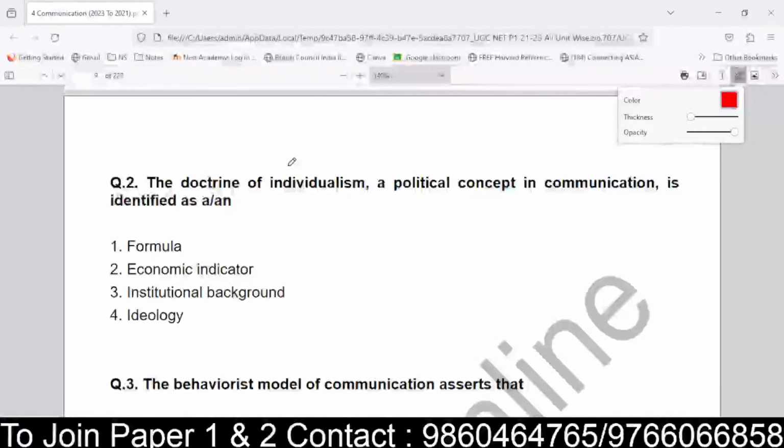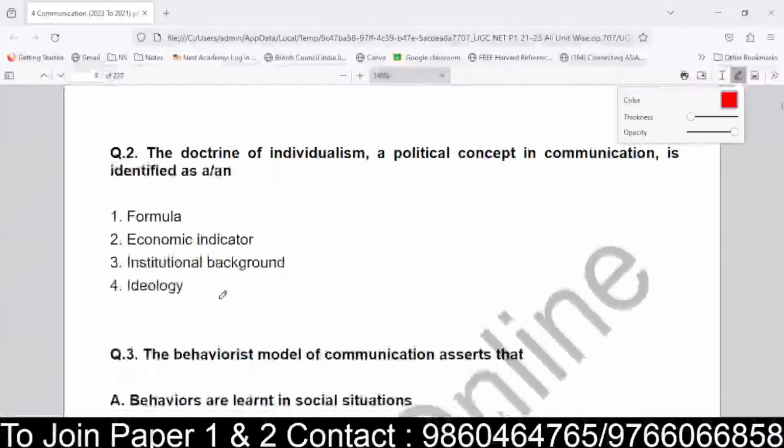So question number 2, everyone. The doctrine of individualism, or a political concept in communication, is basically based on what? It is based on ideology. Something in connection with ideology, right? Okay. Now coming to question number 3, everyone.